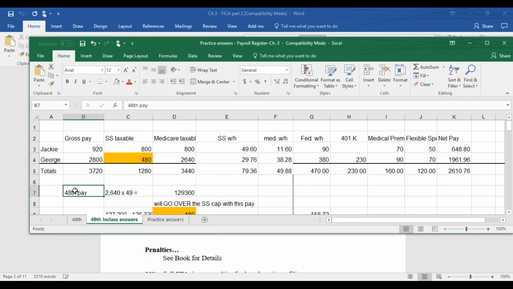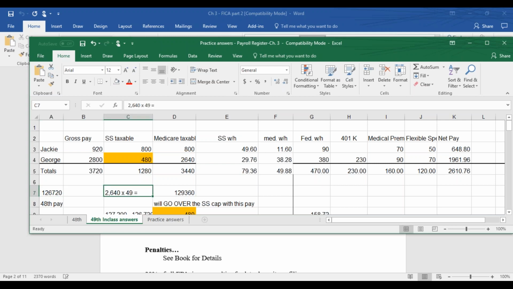Well, if I was to look back, and I could do this a couple different ways, the first thing I may want to do is off to the side determine if he hit the cap last payroll, the 48th payroll. So take this 2640, because that would be his weekly amount that is taxable for Medicare and Social Security, and simply multiply that by 48. And you'll see that we are not over the cap. We're at 126,720. And this again is for the 48th pay. We're going to need this number in just a minute.